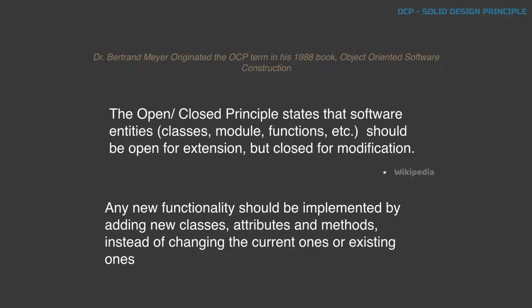This definition I have got from Wikipedia. But throughout today's video we will be talking about open for extension and closed for modification. We'll get a better understanding once the video is finished. Any new functionality should be implemented by adding new classes, attributes and methods instead of changing the existing ones. Once we get into the example it will become more clear. So let's dive into the example.